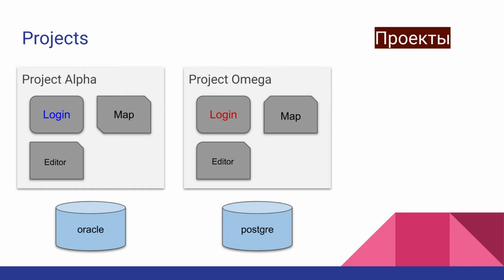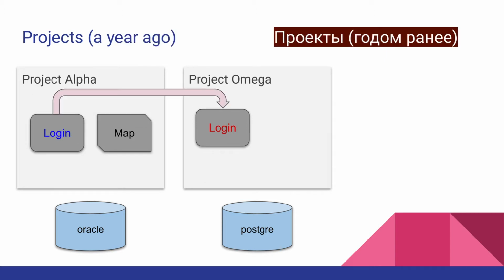In the Alpha project, the login form is blue. The Omega project has a red login form. The map component is used both there and there, but with slight differences. The tabular data editor is also different because the data structures themselves are different. However, this was not always the case.